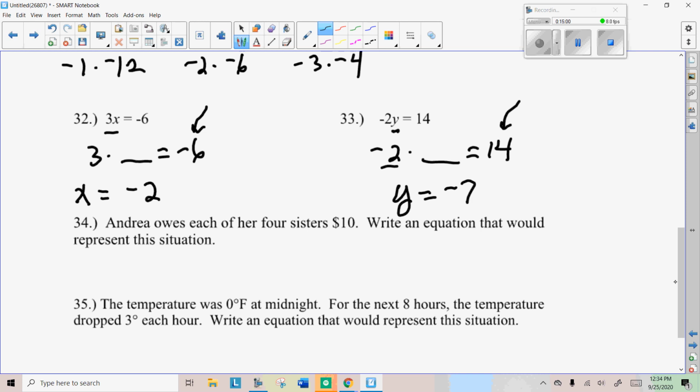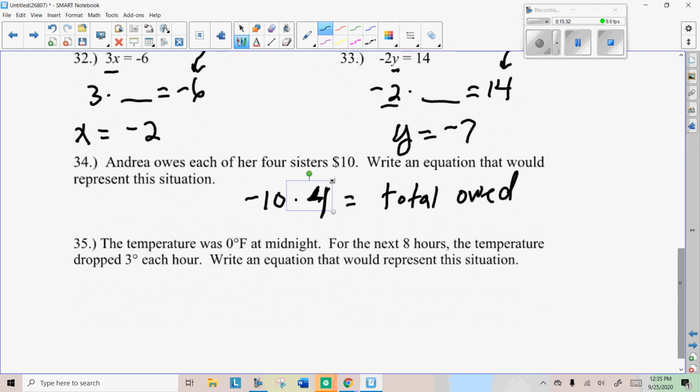Let's do a couple more problems here, and then you can go on and do your practice. Andrea owes each of her 4 sisters $10. You guys, when you owe somebody, that's a negative. So we're going to put negative 10. Now she has 4 sisters, so we're going to multiply that by negative 4. And that will equal the total she owes. And you guys are probably thinking, that sounds like she owes about $40, right?